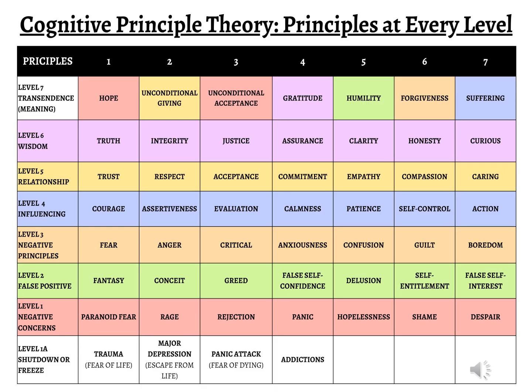Once again, we're looking at the cognitive principle matrix, and we're operating at level 4. We're trying to grow out of level 3 to level 4. So we're moving up the matrix. And we're using the spiritual principle on level 7 of suffering.